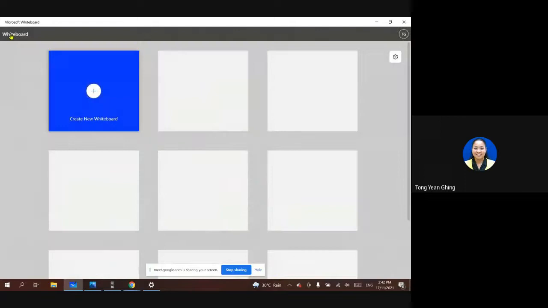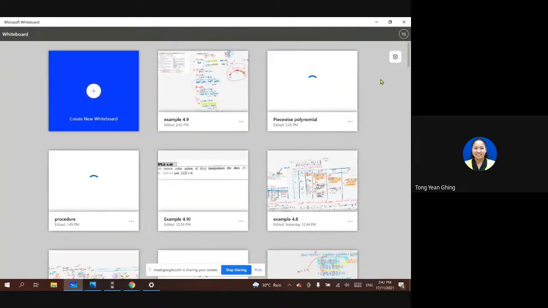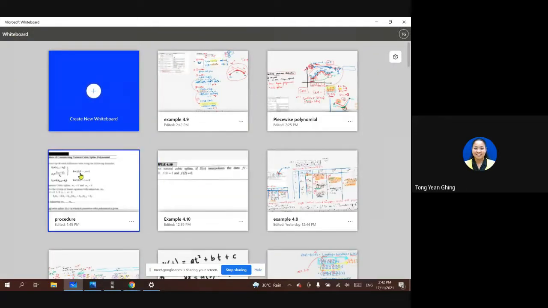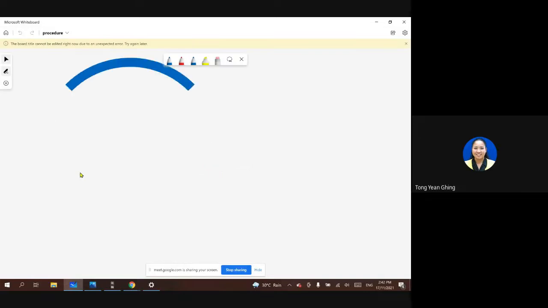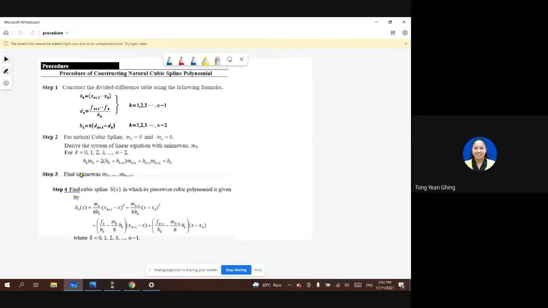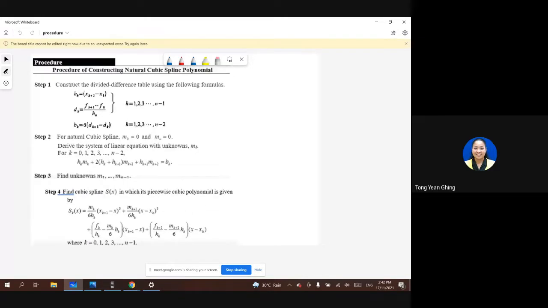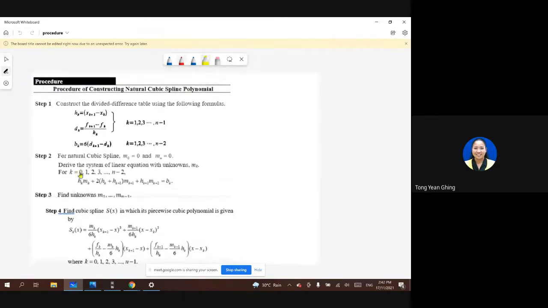So now I go to the procedure. Okay, this is a procedure, how we are going to construct natural cubic spline. So here it says the procedure of constructing natural cubic spline polynomial. So the first step, construct the divided difference table using the following formula.